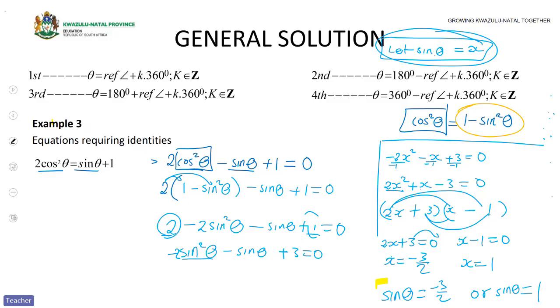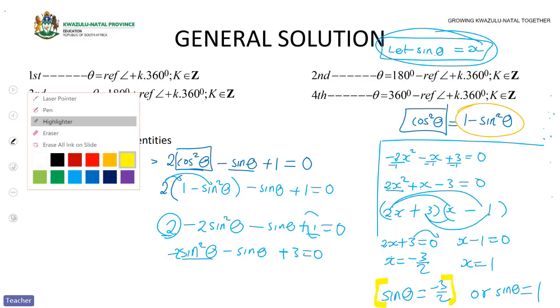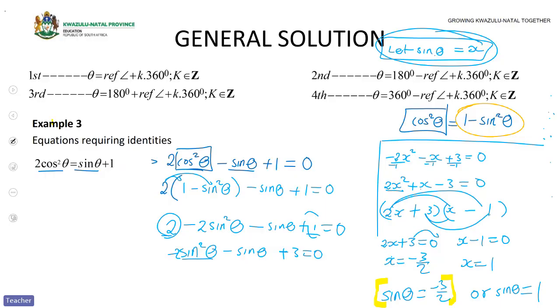Why is it undefined? Which is also very important to take note of: sine theta has the minimum at negative 1 and the maximum at 1. So you can see that negative 3 over 2 or 3 over 2, that is 1,5, is outside of the range that we have, which is negative 1 to 1, unless there is a shift of some sort. So then we are going to scratch this one out.